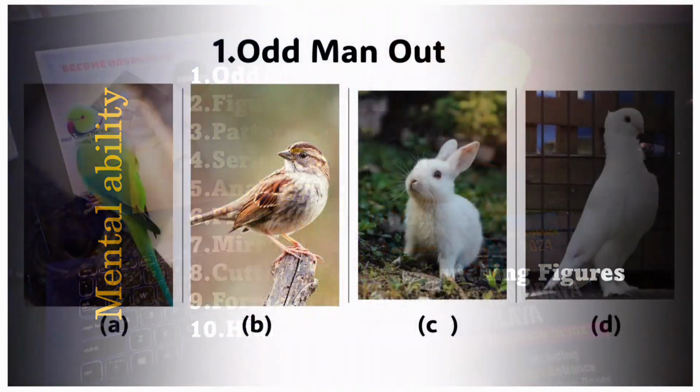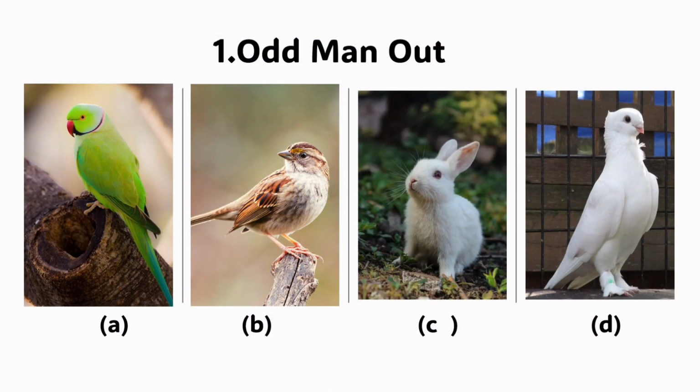Okay, and the first one is odd man out. See, here we are having 4 different kinds of pictures. The first one is everybody's favorite, parrot, and the next one is sparrow, this is rabbit and this is pigeon. So what is happening here? All these are the group of birds. Sparrow is a bird, parrot is a bird and pigeon is also a bird. But this rabbit is not a bird, right?